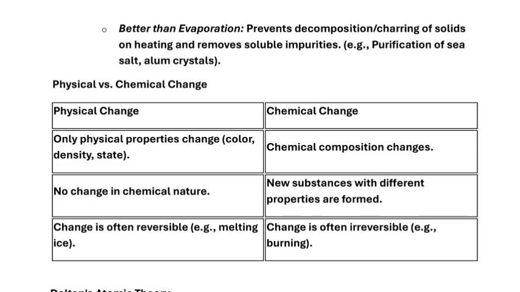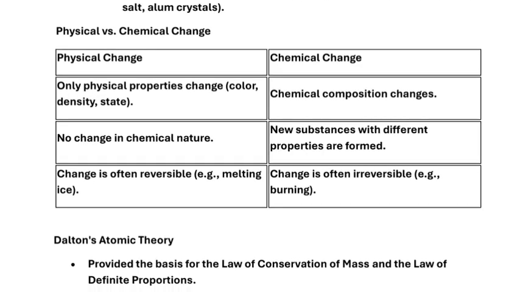Physical versus chemical change. Physical change: only physical properties change, such as color, density, state. No change in chemical nature. Chemical change: chemical composition changes. New substances with different properties are formed. Physical change is often reversible, example melting. Chemical change is often irreversible, example burning.